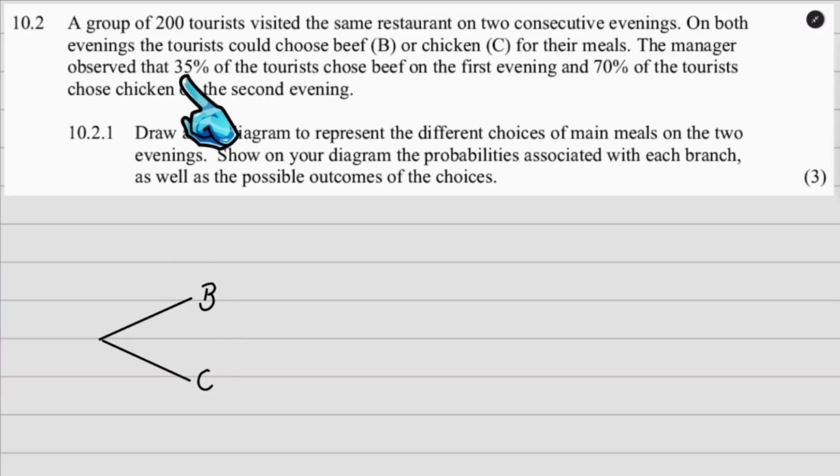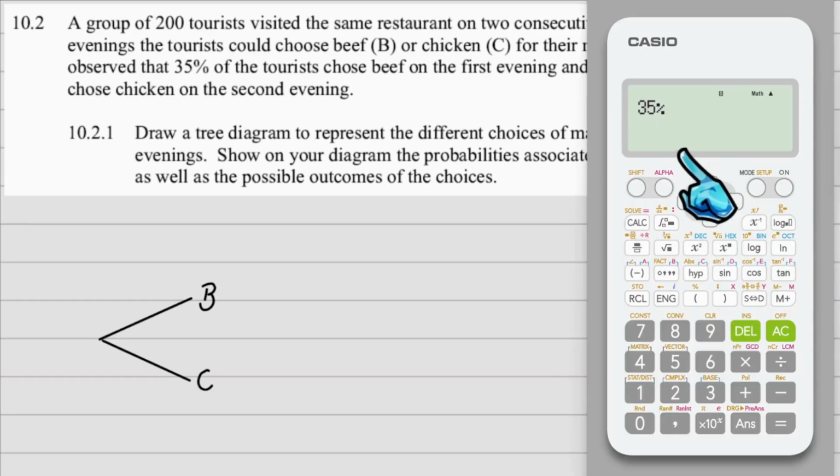And on the first evening, 35% of the tourists chose beef. Now I don't want to put percentages on my tree diagram. I'd rather work with decimals or fractions. I find decimals are a little bit easier to work with. It makes the mental maths a bit less exhausting. So this can go straight in the calculator, or if you're strong enough you can do it mentally. It's going to be 0.35. And then on the calculator you just put 35%, press equals, and you get that 0.35 that I was talking about. So that's going to go on top of this branch.